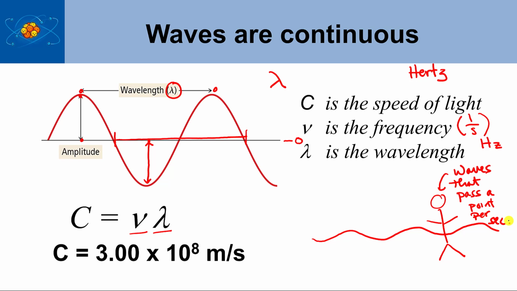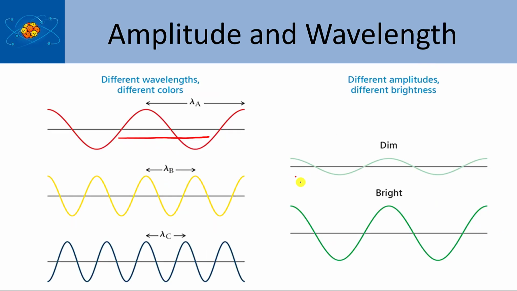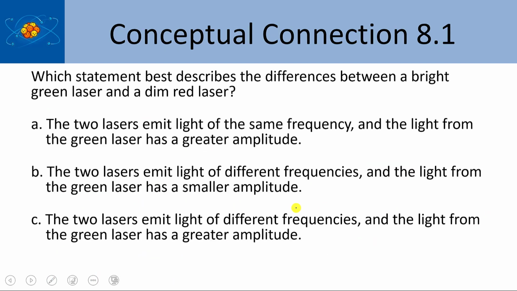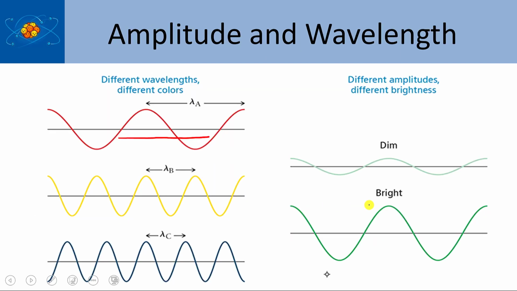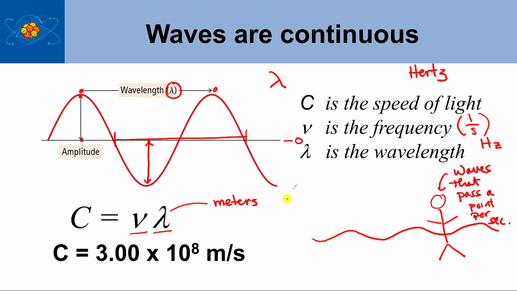And then lambda is the wavelength. That's usually in meters. So for any wave, if you multiply frequency and wavelength, right, you're going to get per second, and you'll get meters like this. So that ends up being meters per second, and that's the velocity of the wave.